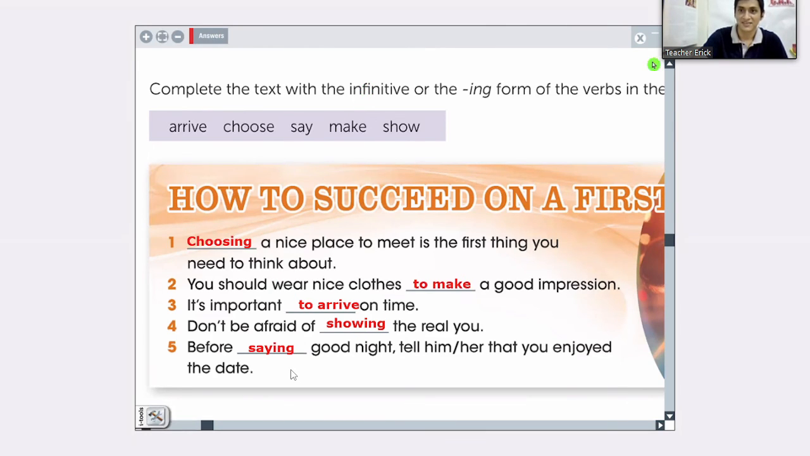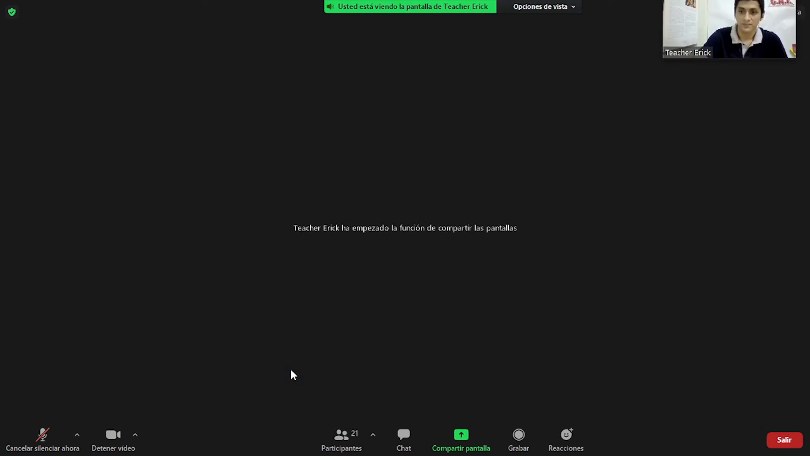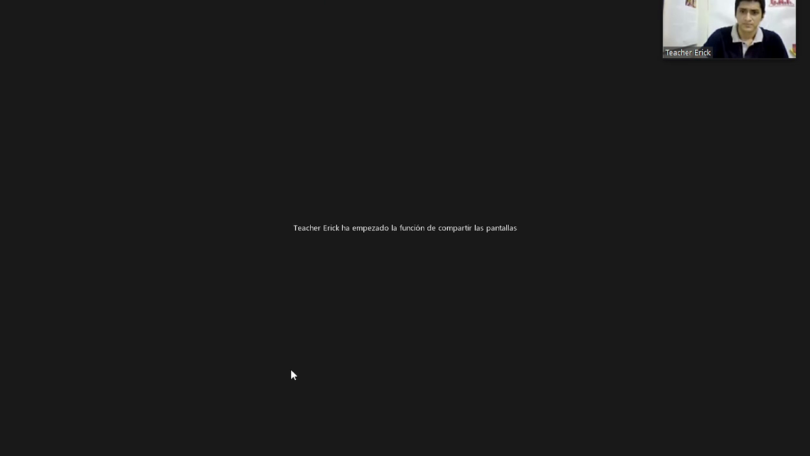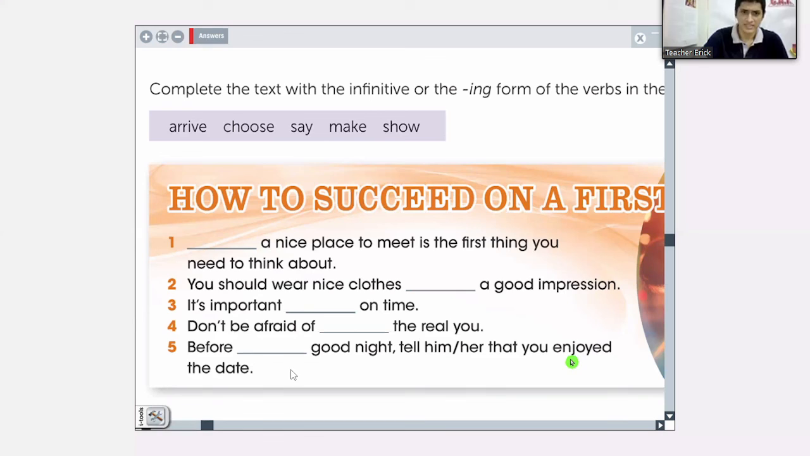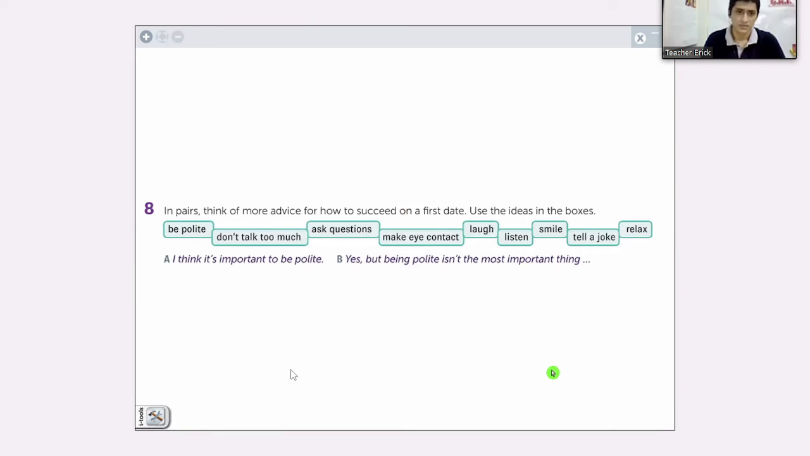And what we are going to do now, we are going to do the last part, okay? And then we're going to stop. Lo vamos a hacer juntos. So let's move on to number 8. It says here think of more advice on how to succeed on a first date. So according to this, it says, I think it's important to be polite.